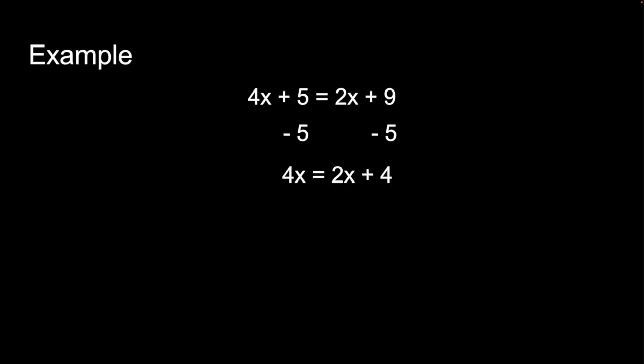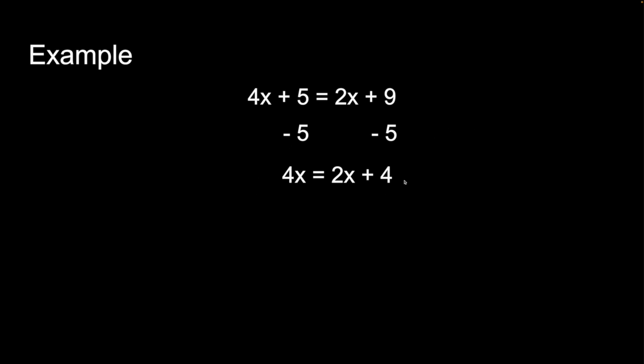Here's an example. Let's say we get the equation 4x + 5 = 2x + 9. Now to solve this, we must use the same principles that we learned in our balance beam example. Let's start by subtracting both sides of the equation by 5. 4x + 5 - 5 is just 4x because 5 and -5 cancel out, and 2x + 9 - 5 is 2x + 4. So our new equation will be that 4x = 2x + 4.